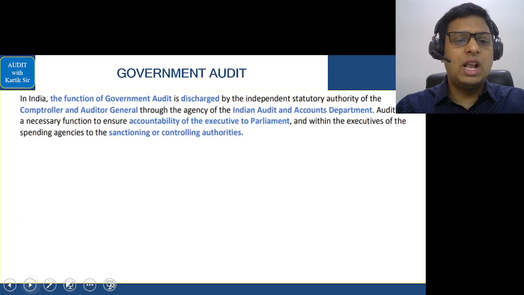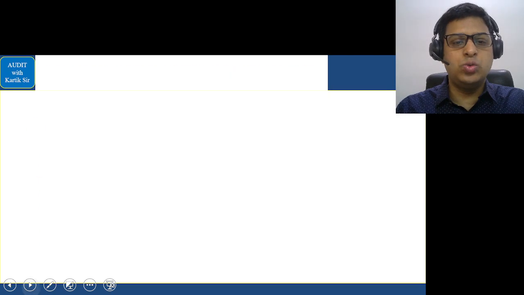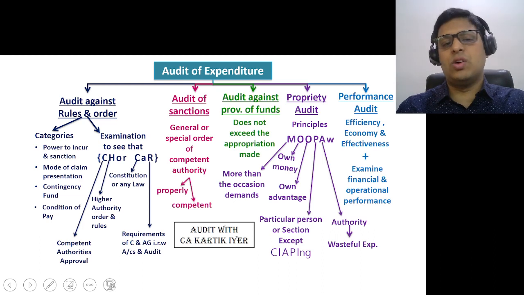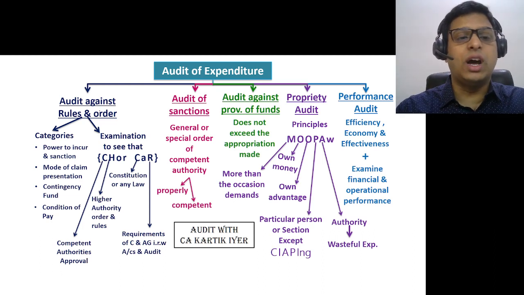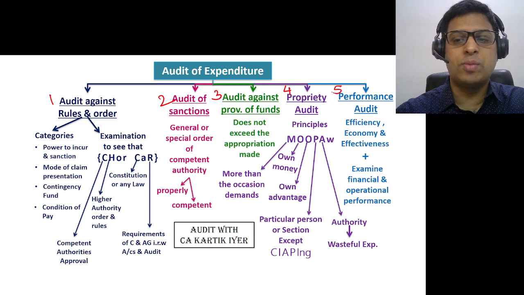Okay, let's go further. That is in relation to this area. Let's keep an eye on the expenditure part now. So you can see here the audit against rules and orders is one part. Audit of sanctions is 2. Audit against provision of funds is 3. Propriety audit is 4. And performance audit is 5.